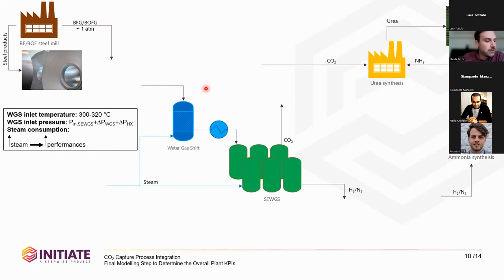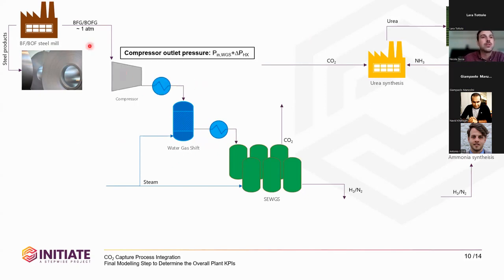Upstream the water gas shift, we need a compressor, since the BFG and BOF gases are at 1 atmosphere. We have to compress them to the working pressure of the water gas shift and the CUX. So here, as we can see, starting from the residual steel gases, we have a production of hydrogen and CO, with a consumption of steam and electricity by the compressor.